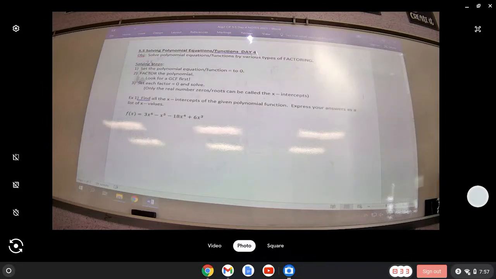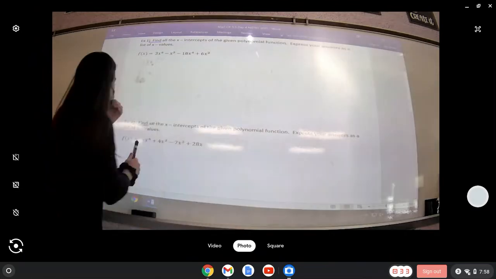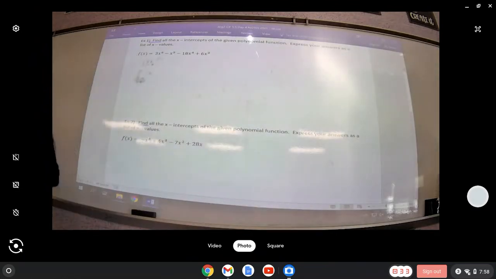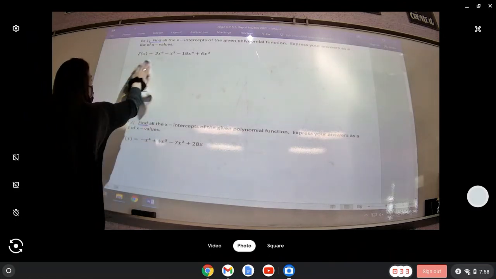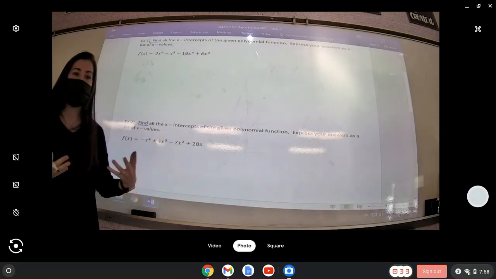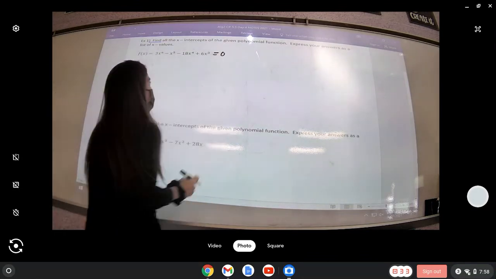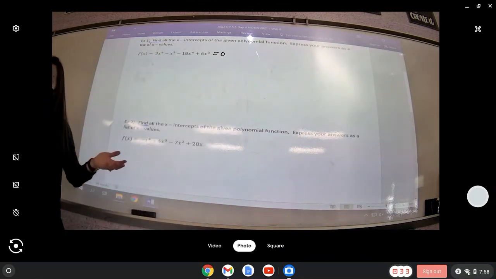All right, let's try one. I'm going to try to talk you through it somewhat, but then leave a little bit for you guys to do on your own as well. All right, so guys, the first example says, just like yesterday, find the x-intercepts of the given polynomial function. Express your answer as a list of x values. So to find the x-intercepts, we want to find the roots and the zeros, right? So we're going to set the function equal to 0.